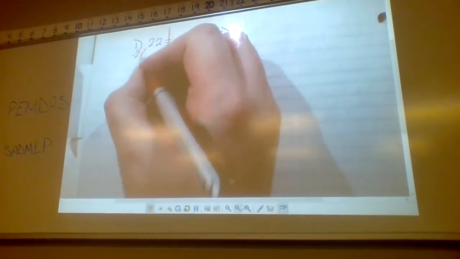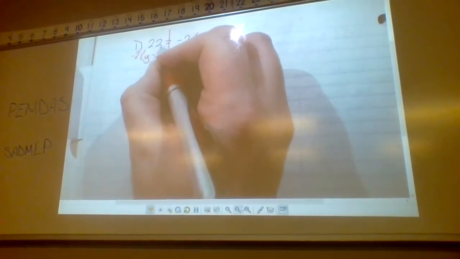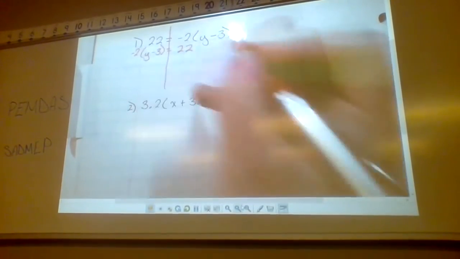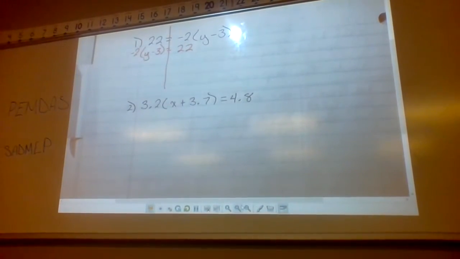-2 times (y minus 3) equals 22. How would it cross the river? We just flip them. The equal sign's the bridge, but we have to make it equal. What operations do you see? Subtraction and multiplication. We have subtraction, we have multiplication.